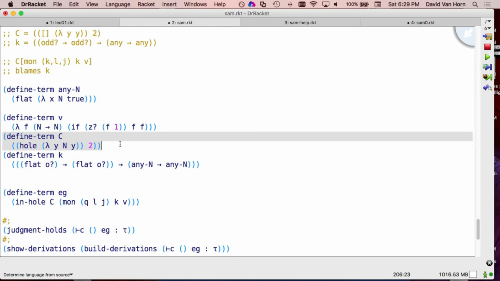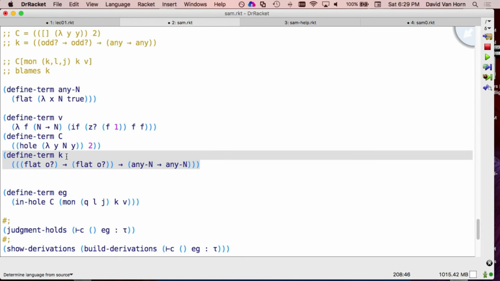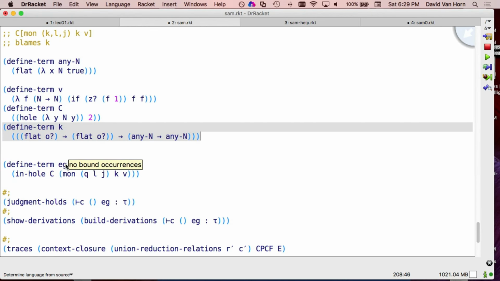Here's the definition of that context. Okay, so it's got a hole in it. Here's the definition of the contract K. So I had to define what OHA is, odd, and any is just the flat contract that produces true. And then the example is just that context we defined with this monitor expression in the hole.